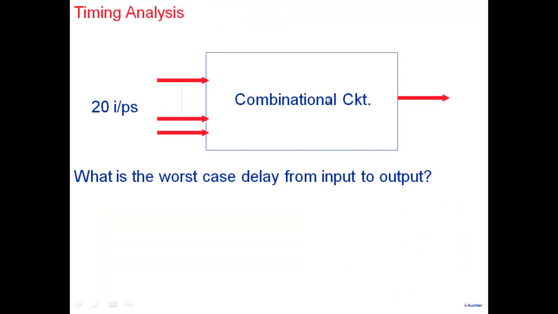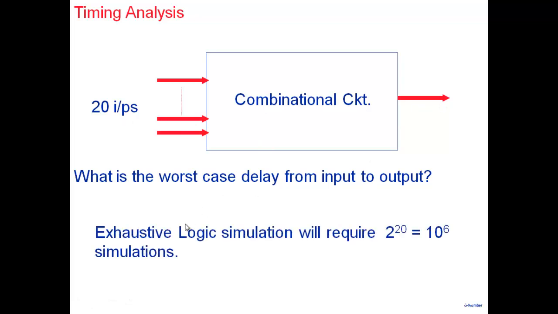As an example, let's say you have a combinational circuit. What is the worst case delay from input to output? Well, through simulation, if I have 20 inputs and a certain number of outputs, and you do exhaustive logic simulation, it will require 2 to the power 20 combinations, about 10 to the power 6 simulations. So if you want to find out the worst case path, the brute force approach would be to apply all possible input vectors, find out after how much time the output becomes available, determine all the delays, rank all the delays, and find out the largest delay.